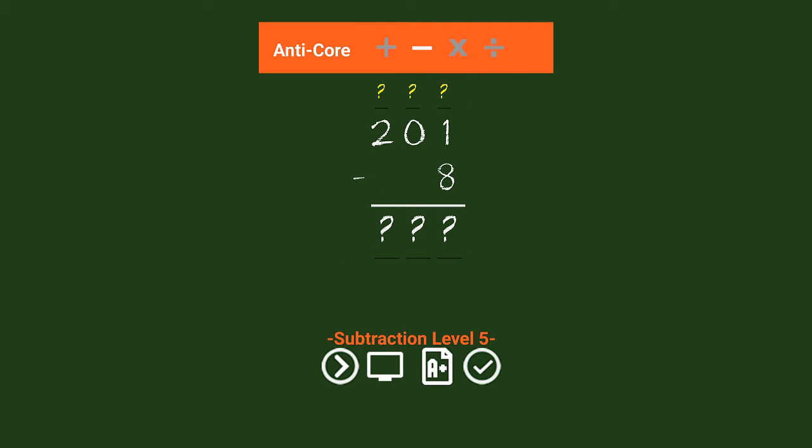Now on the app. Subtraction level 5 shows the two numbers we are subtracting and has areas to enter the answer in the ones, tens, and hundreds columns, and also has areas to enter numbers in the hundreds, tens, and ones borrowing locations. Here we have 201 minus 8, and we will start by subtracting the numbers in the ones column first. Since 8 is larger than 1, we will have to borrow from the 0 in the tens column. Since we can't borrow from the 0 in the tens column, we will have to borrow a 1 from the 2 in the hundreds column.